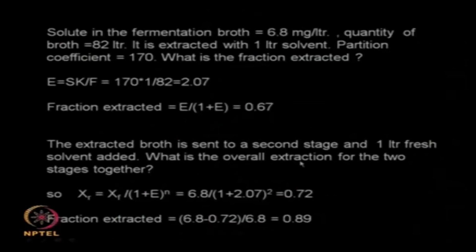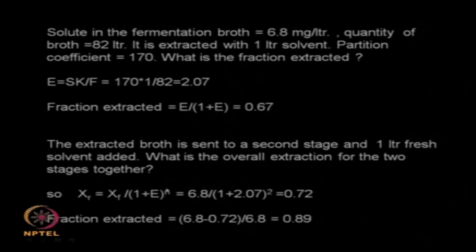Now imagine I am using another stage and I am adding again 1 liter of this solvent to whatever has been extracted. I want to calculate what is the overall extraction efficiency. Now I have two stages, this is also a cross flow, understand, because I am again adding fresh solvent, 1 liter fresh solvent in the second stage. So the raffinate which is leaving stage 1 goes into stage 2. Now you want to calculate the overall extraction efficiency.